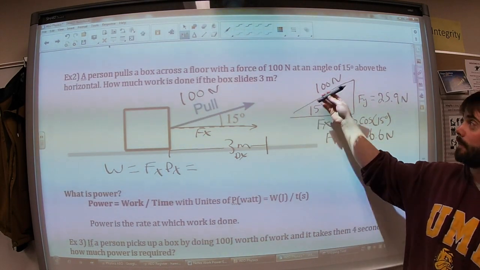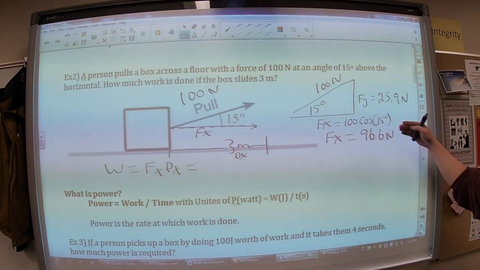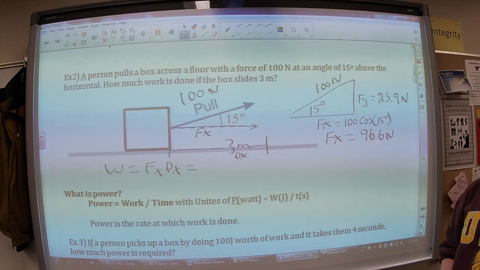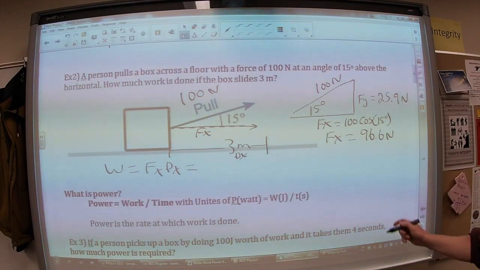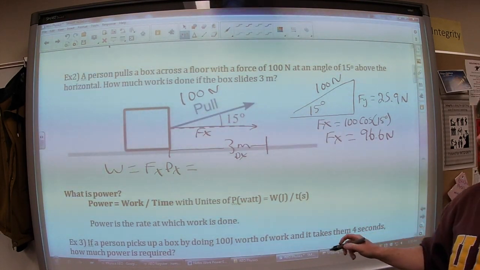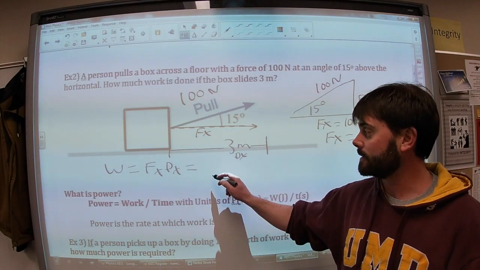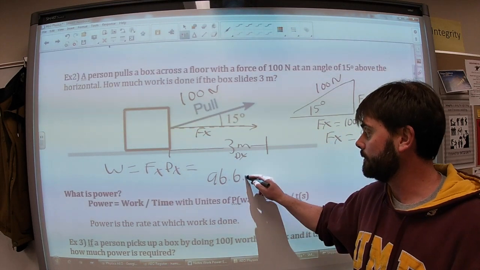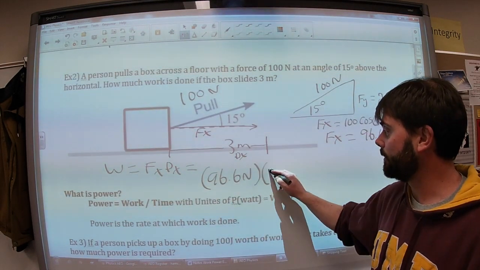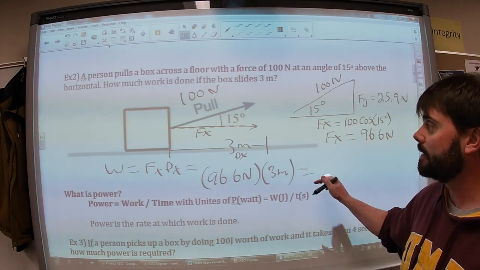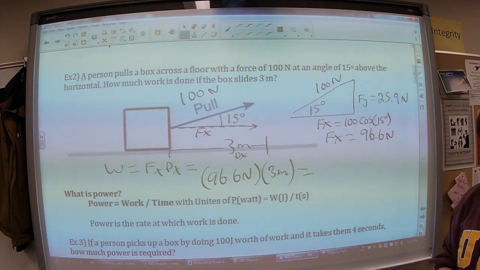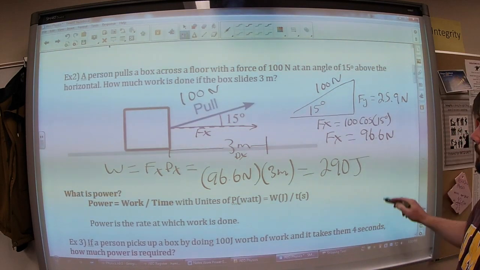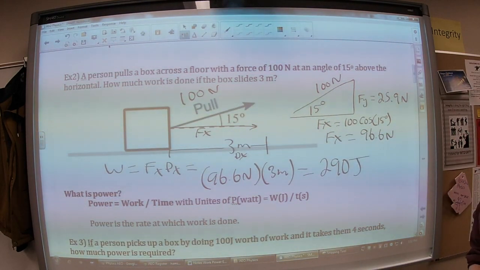So while you're applying a force in this direction, part of it's vertical, part of it's horizontal. The vertical part is really wasted effort because the box isn't moving vertically, it's only moving horizontally. So this is the value we use for force in that direction. So I'm going to use my 96.6 newtons, and I'm going to multiply it simply by the 3 meters that the box travels in this direction. So now that they're going in the same direction, we can simply say that we got 290 joules worth of work that was actually put into it. Okay?